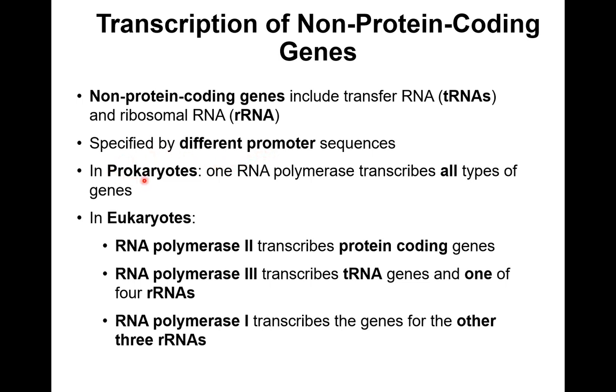In prokaryotes it is exactly the same RNA polymerase that transcribes both coding and non-coding genes, whereas in eukaryotes RNA polymerase 2, the one I was referring to earlier on, transcribes only protein coding genes, RNA polymerase 3 transcribes transfer RNA genes and one of the 4 ribosomal RNAs, whereas the other 3 ribosomal RNAs are transcribed by RNA polymerase 1. So you have 3 types of polymerases with different functions in eukaryotes, whereas the same one in prokaryotes.